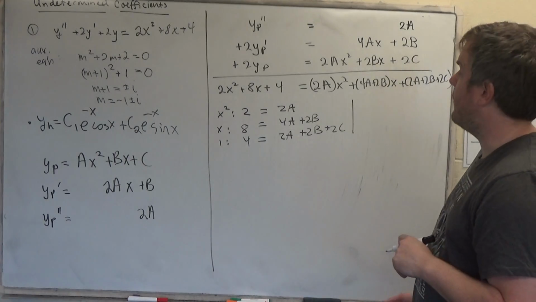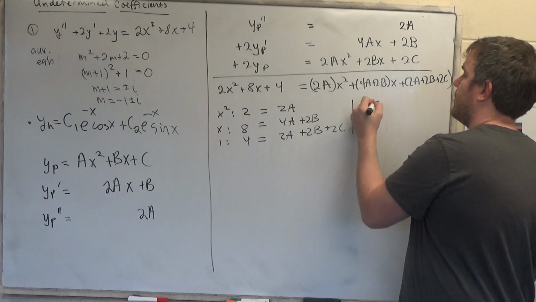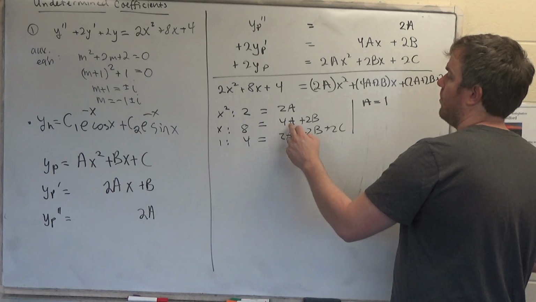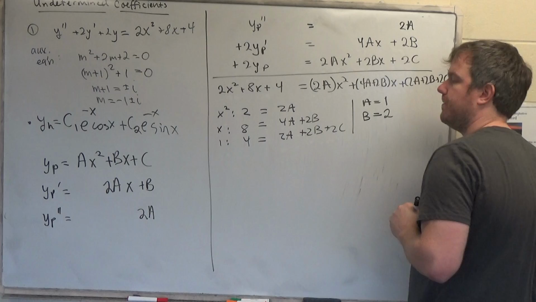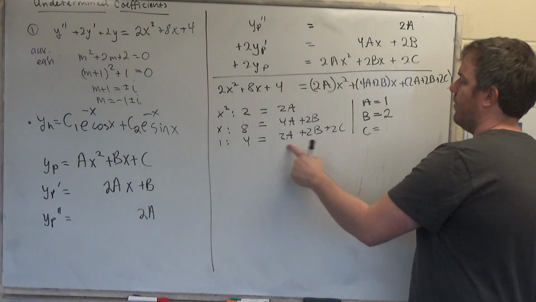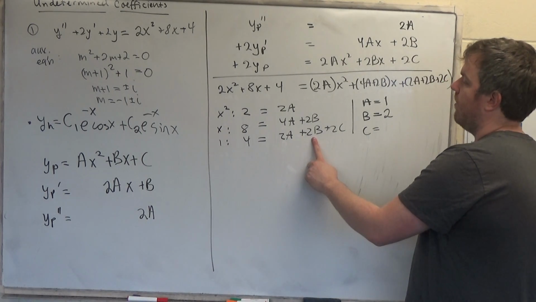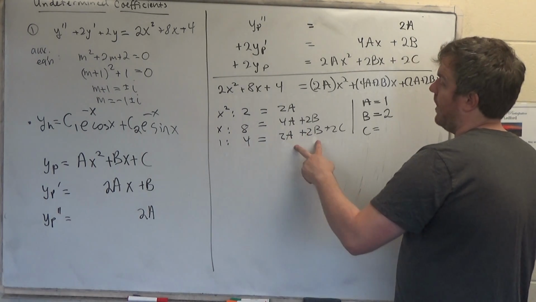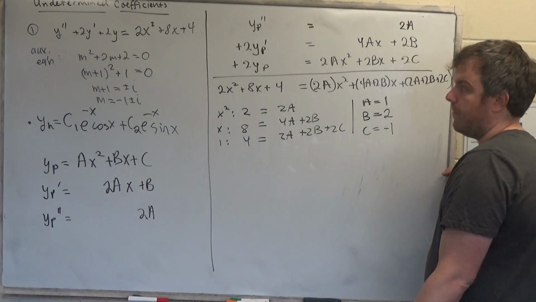Once again, this system isn't terrible to solve because one of them is one equation with one unknown. In this case, I should get a equals 1. Now, plugging in a equals 1 here, I get 8 equals 4 plus 2b. So b equals 2. Finally, plugging in a and b into the third equation, I'm going to get a 2 here, and then a 4 here. So that's 6. 4 minus 6 is negative 2, divided by 2 is negative 1, so c should be negative 1.